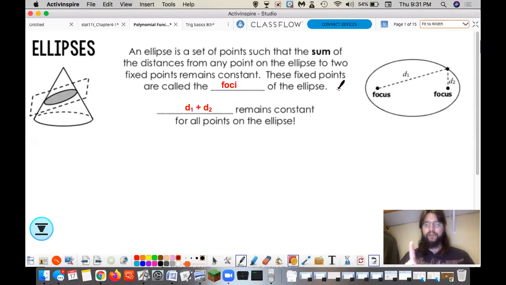So if you ever got two pegs and put the rubber band on them and drew the ellipse, that's how you create an ellipse. Some of y'all probably did that when you were little. So again, D1 and D2, the distance from both foci to the edge, the sum of those is always going to be the same, no matter what point we are on that ellipse. So that distance will be the same as this distance right here.